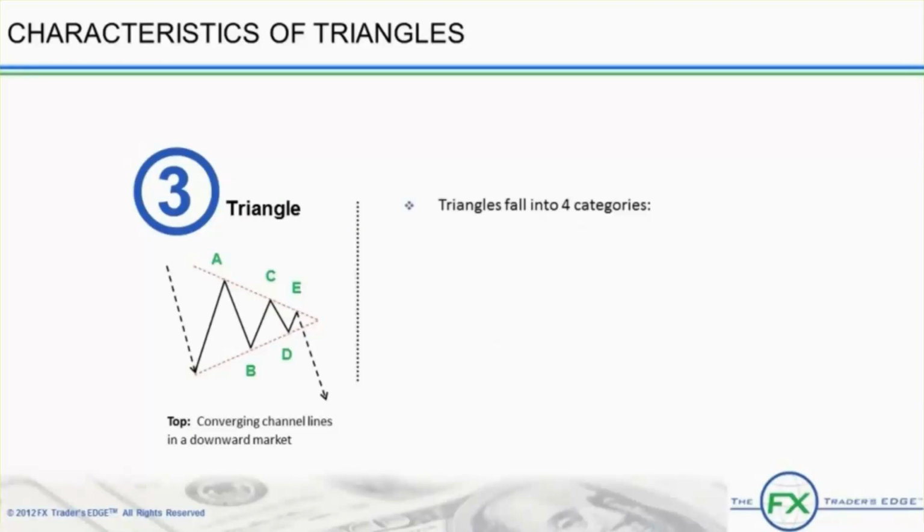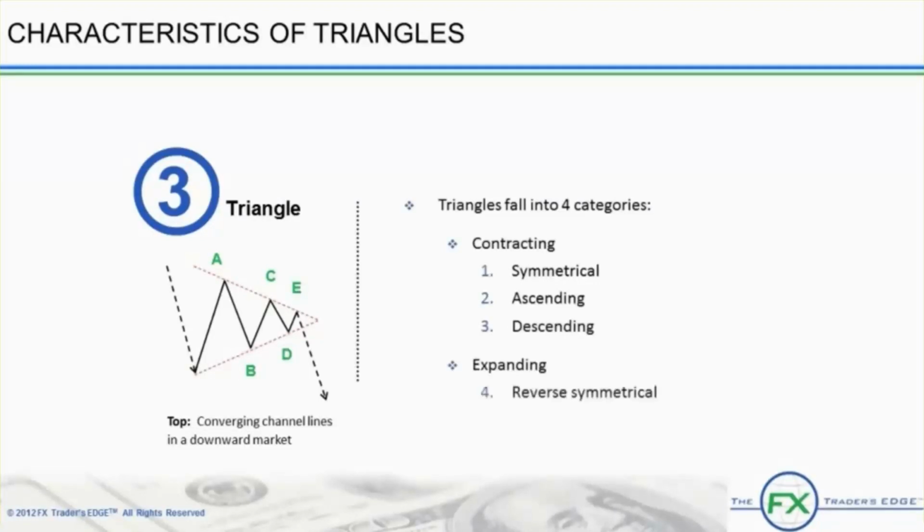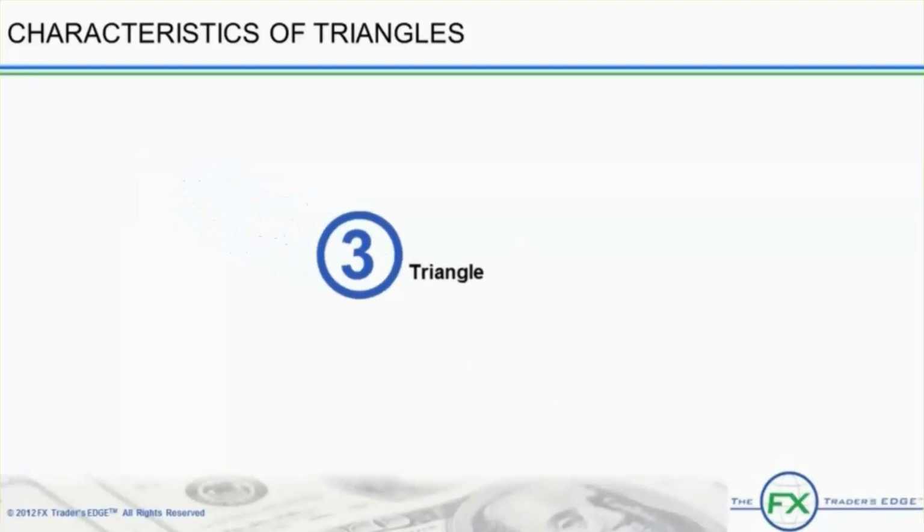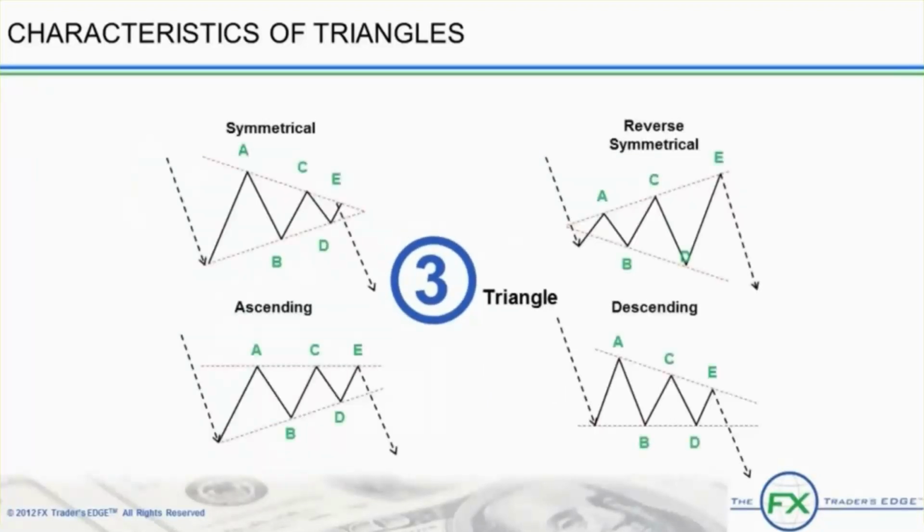Triangles fall into 4 categories: contracting, which are symmetrical, ascending and descending, versus expanding, also known as reverse symmetrical. There are 4 variations of triangles. Triangles usually occur in fourth wave positions and are considered sideways consolidation patterns. They are also called continuation patterns, as they precede the final move in the direction of the current trend.